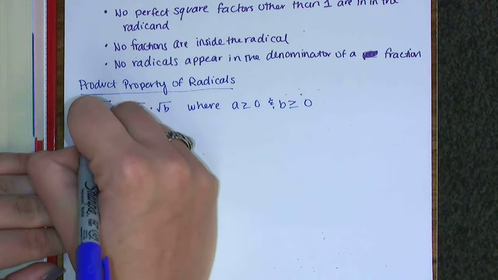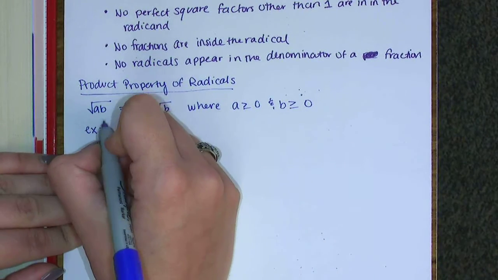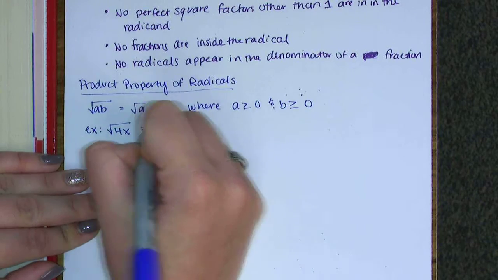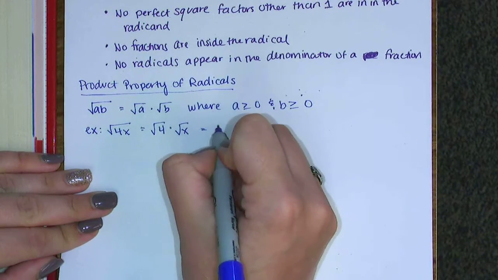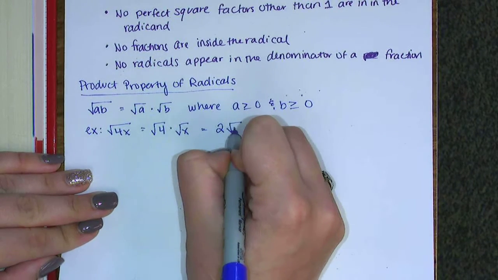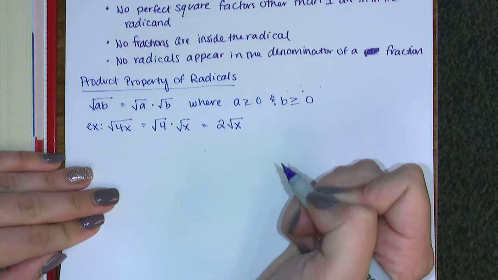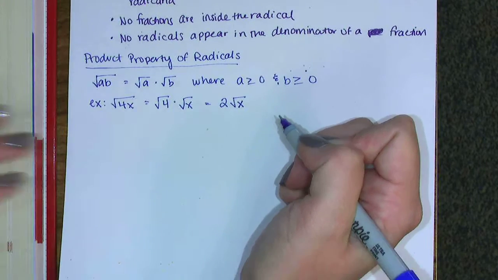So just a quick example. The square root of 4x is equal to the square root of 4 times the square root of x. Square root of 4 is 2. So 2 times the square root of x there, just so you see an example of that.